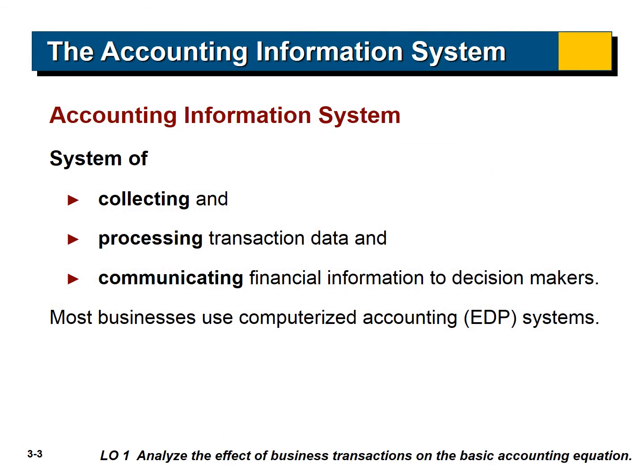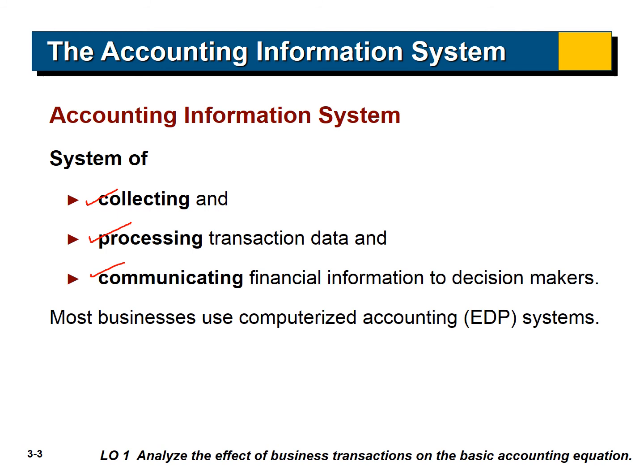So what do we mean by the accounting information system? It's the system of collecting, processing transaction data, and communicating financial information to decision makers. The decision maker could be someone within the company, like a manager. It could be somebody outside of the company, like an investor or a bank making a loan to our company.